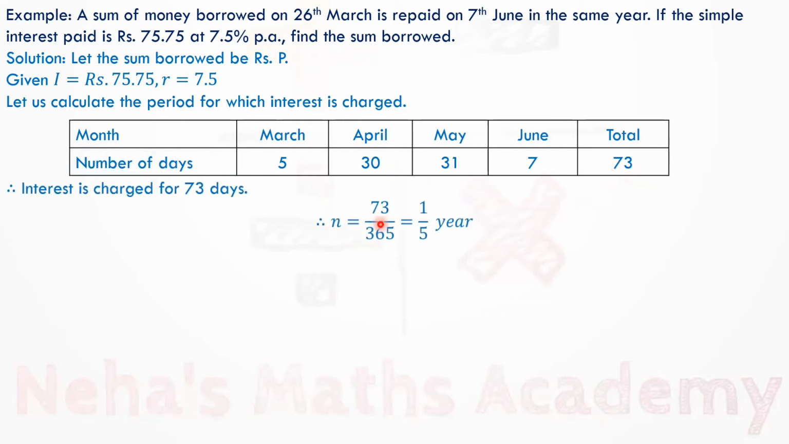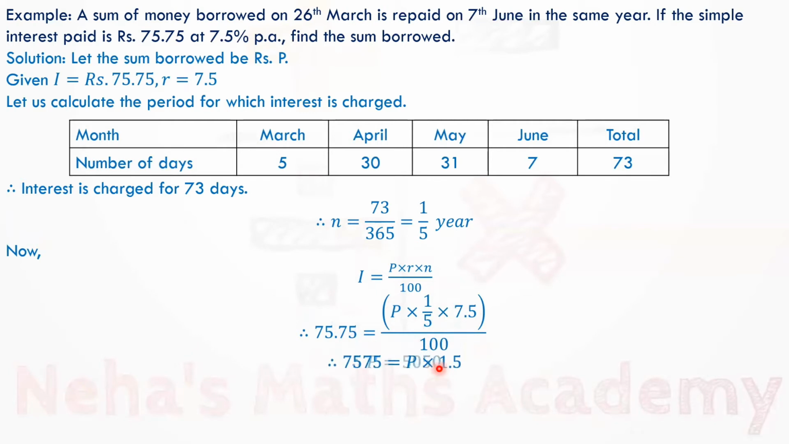Now convert this days into year. So to convert this, divide by 365, that is number of days in a year. It is 1 upon 5 year. So N is 1 upon 5. Now just use the formula I is equal to PRN upon 100. Substitute the value of I, which is given to be 75.75. We have to calculate P into R is 1 upon 5 into N 7.5 upon 100. Now just simplify this and solve this for P. So P is equal to 5050. Therefore, the sum borrowed is rupees 5050.